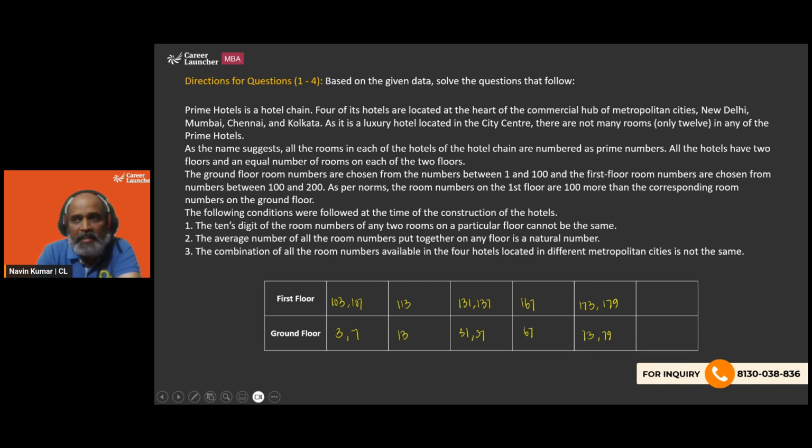89 is a prime number, 189 is not, divisible by 3 again. In the 90s, we have got only one prime number, which is 97, and 197 is not divisible by any prime number up to 13. So 97 and 197.